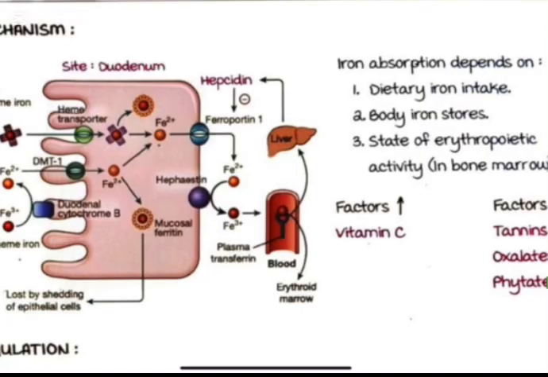Mucosal ferritin can be lost by epithelial shedding, and the rest is using ferroportin 1, which is inhibited by hepcidin, and it goes again as ferric iron, now converted by hephaestin, and ferric iron is going into blood with plasma transferrin, erythroid marrow. Hepcidin is coming from the liver.